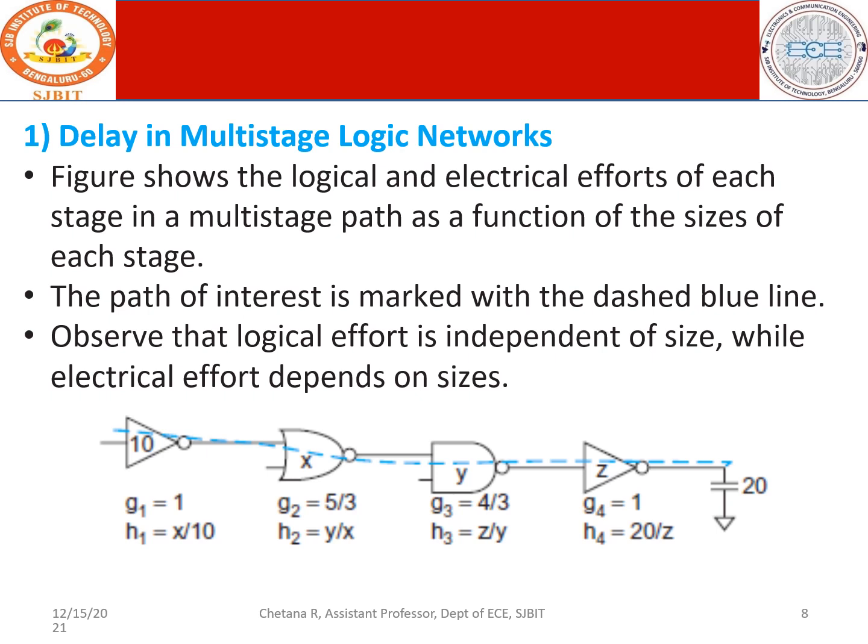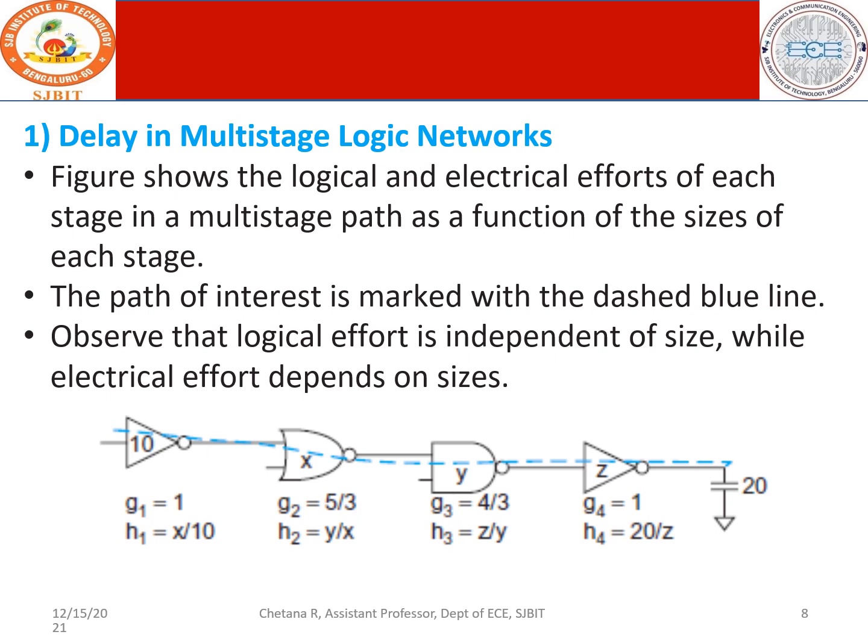Next is your NOR gate. For the NOR gate, g is 5 by 3, and h2 is given by the device it is driving, y, with x inside. Similarly g3 is your NAND gate. For the NAND gate it is 4 by 3, and h3 is the fan out, driving a device of size z divided by y. g4 is again an inverter, therefore it is 1. h4 is driving a load of 20 divided by z.